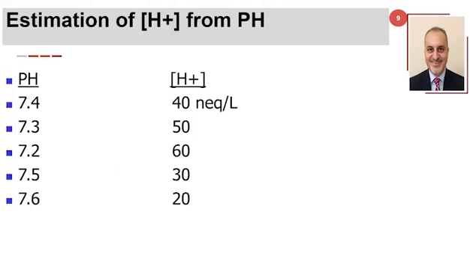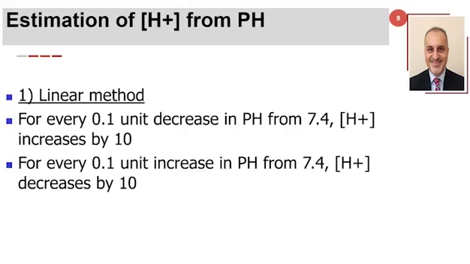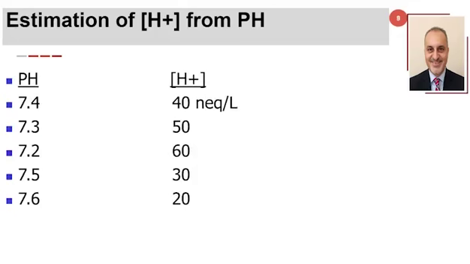احنا قلنا لما يكون ال pH is 7.4 then your hydrogen ion concentration is 40 nanoequivalent per liter. فالlinear method بتقول لك the following: for every 0.1 unit decrease in pH from 7.4 your hydrogen ion will increase by 10. فإذا if your pH is 7.3 then your hydrogen ion is 50. If it's 7.2 it's 60.